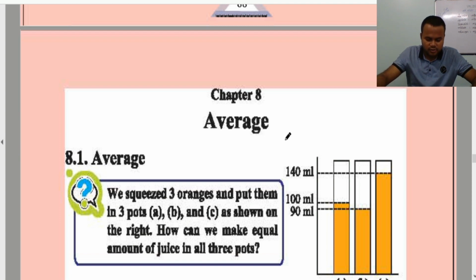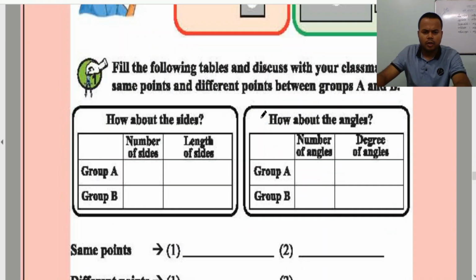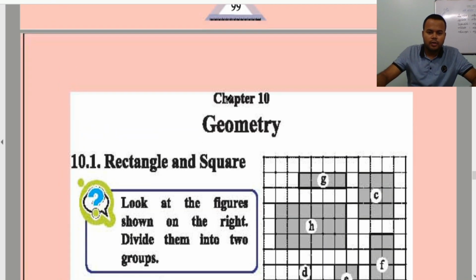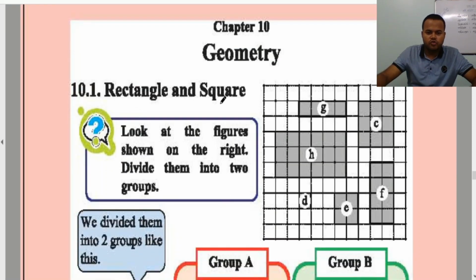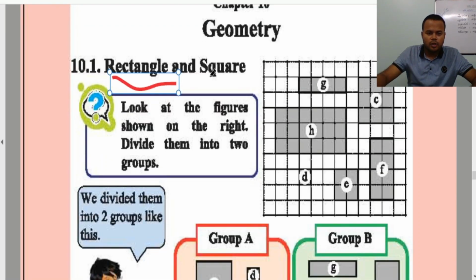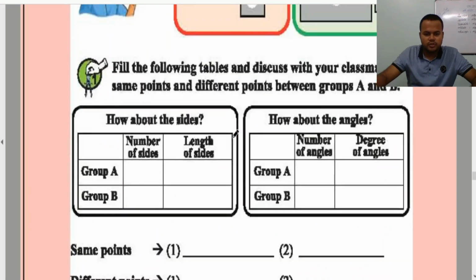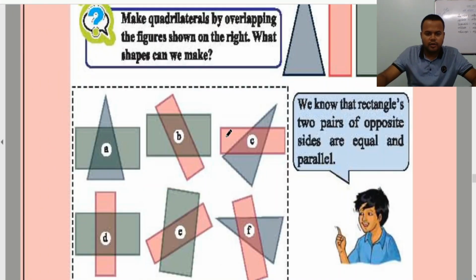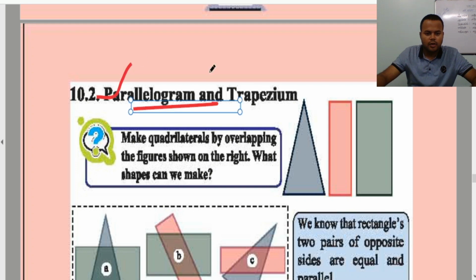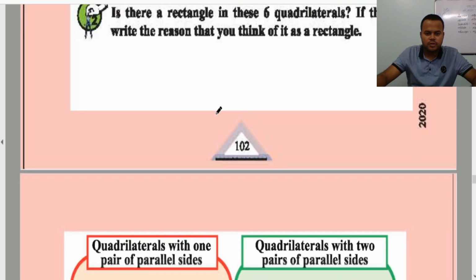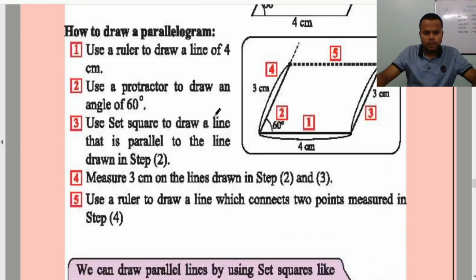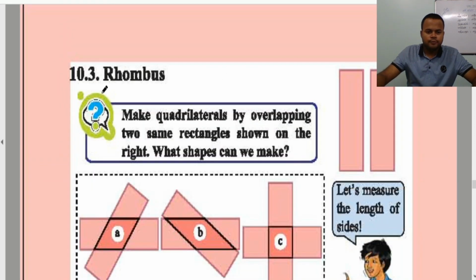This chapter is not listed in our syllabus. Chapter geometry. In geometry we have finished rectangle, square, so you have to finish that. We also finished parallelogram and rhombus here. So all four, you have to complete all these four.